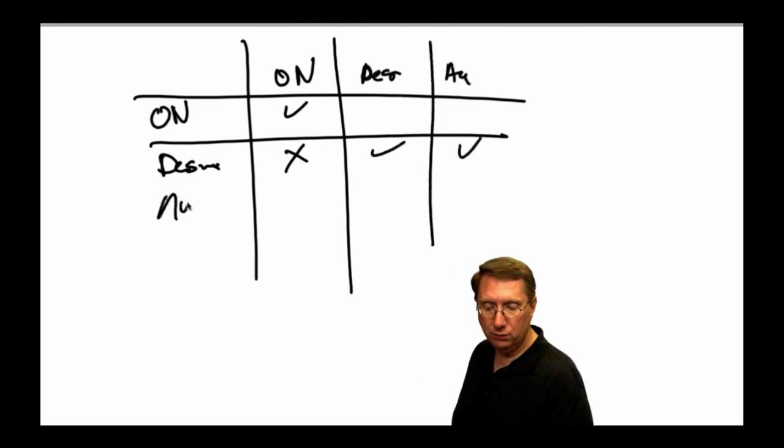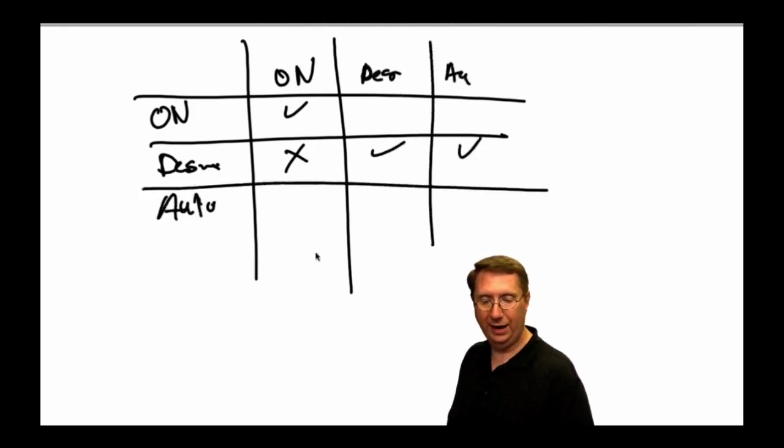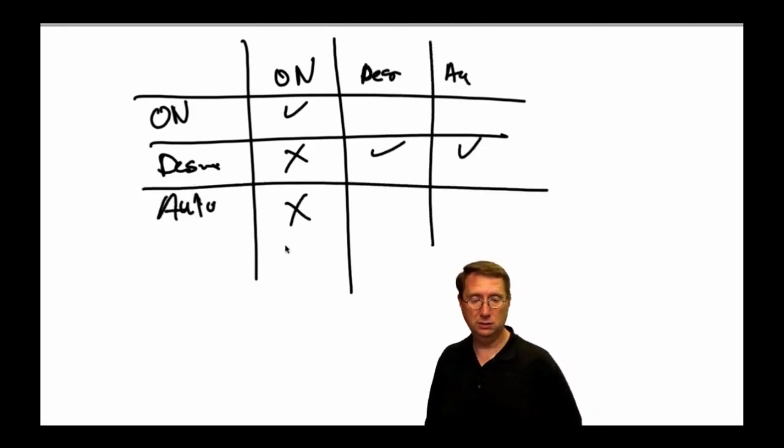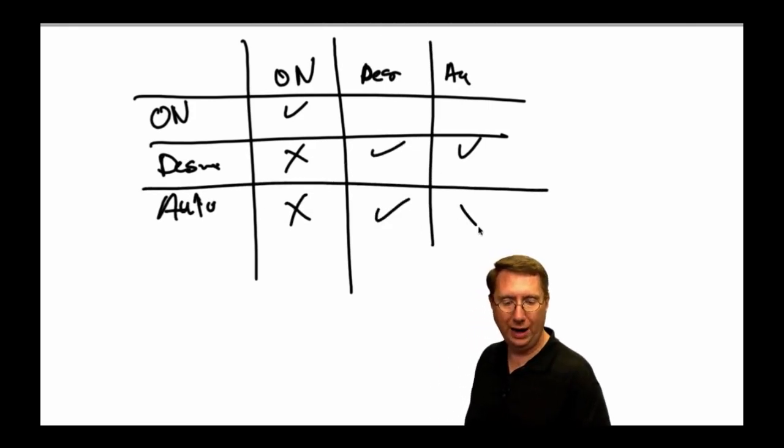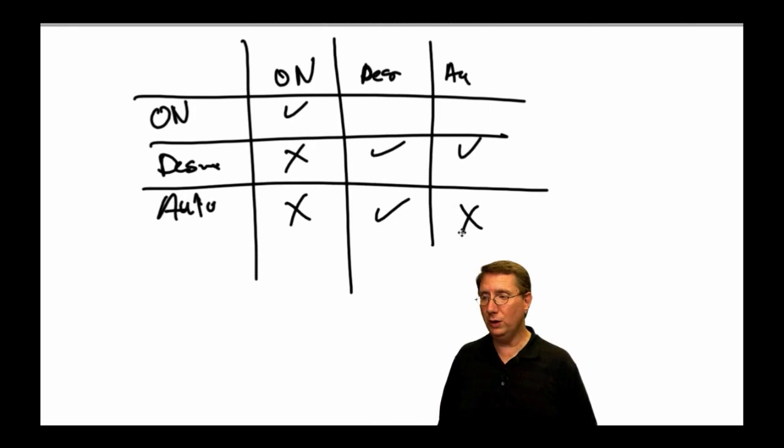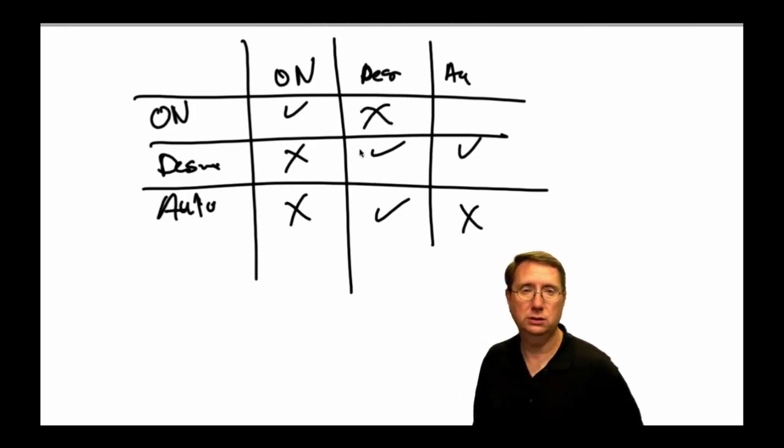If I have auto and on, I'm not going to form a trunk. If I have auto and desirable, I'm going to form a trunk. And if I have auto and auto, I am not going to form a trunk. They'll be willing, but no one's willing to initiate the process. So on and desirable, no trunk.